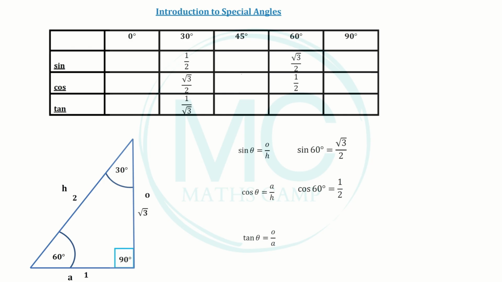Finally, we can look at our tan ratio. So we say tan 60 degrees is equal to the length of the opposite side, root 3, over the adjacent side, which is 1, and root 3 over 1 is simply root 3. And we can put this into our table as well.